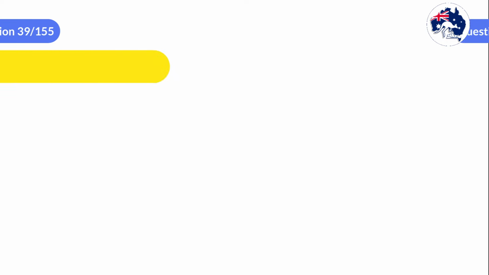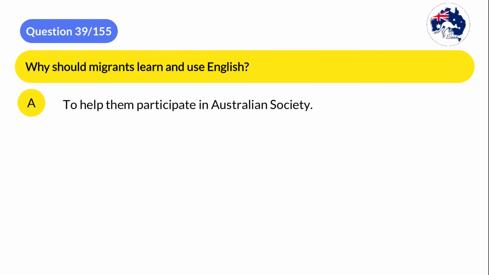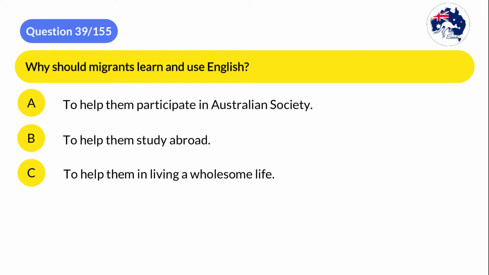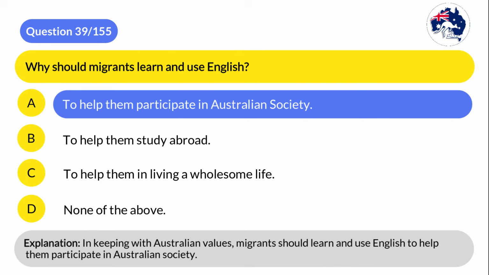Question 39. Why should migrants learn and use English? A. To help them participate in Australian society. B. To help them study abroad. C. To help them in living a wholesome life. D. None of the above. The correct answer is A. To help them participate in Australian society. Explanation: in keeping with Australian values, migrants should learn and use English to help them participate in Australian society.